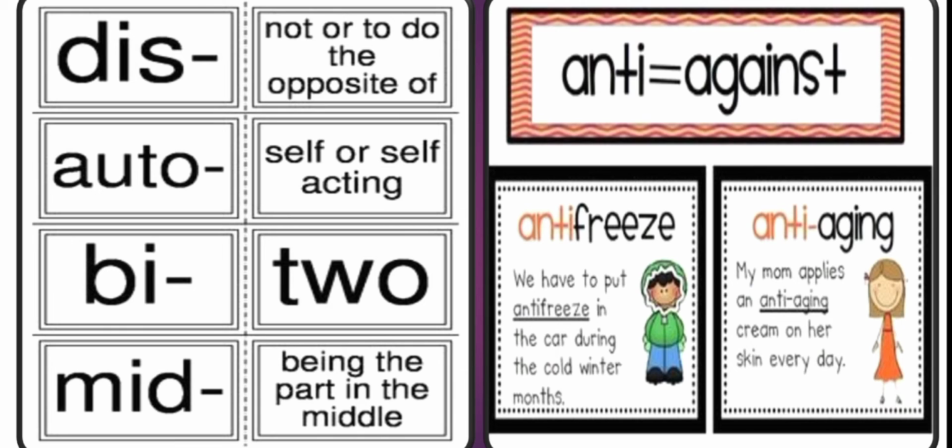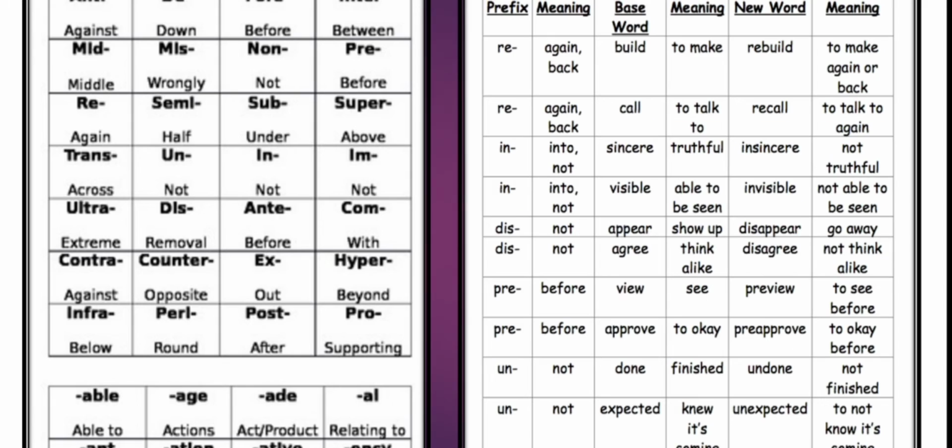We have to put antifreeze in the car during the cold winter months. An anti-aging example sentence is, my mom applies an anti-aging cream on her skin every day. And these are all some of the prefix words that we should know, which help us to use a language in a better manner. They are anti, that you all know.